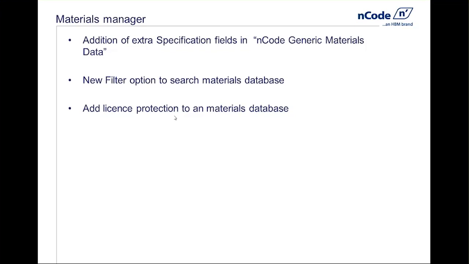We've added some extra specification fields to the main generic material. So this is to allow you to have alternative specifications for each material, so I'll show you a little bit of detail in a minute. Also added a new filter option to allow you to search the materials database in terms of any of the parameters and also any of those new specifications. And also added license protection capability to the database so we can provide license protected databases.